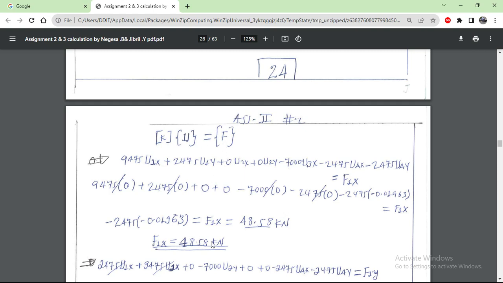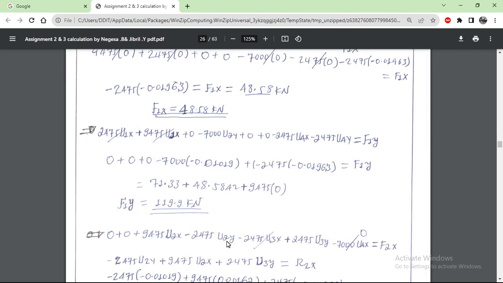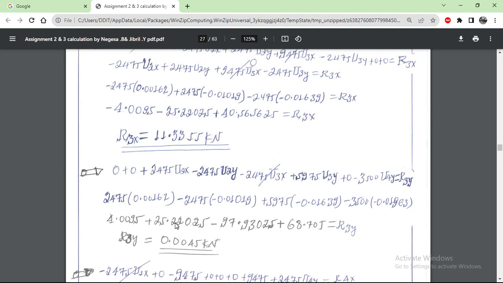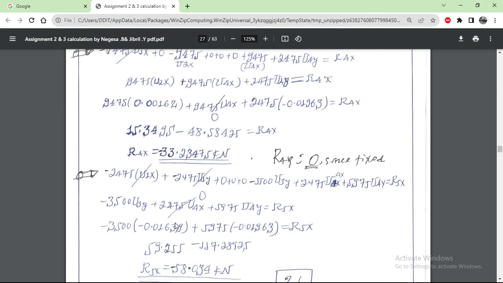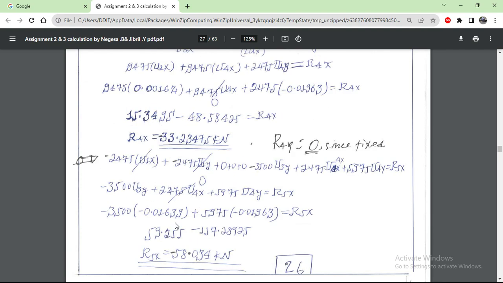We get this reaction force at point number 1 in the x direction. In the y direction we also get it. Everything is done with a similar process. So you can see everything like here. You can do everything like this. For questions number 3 and 4, we will see in the future.